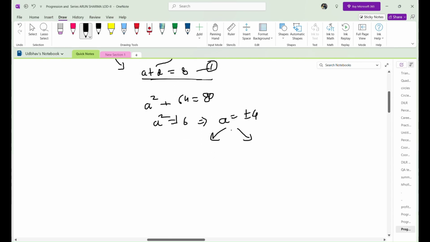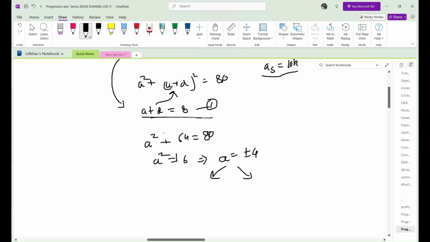So when we put a equals 4, then d will be equal to 8 minus 4, that is 4. But when we put a equals minus 4 in this equation, then d equals 8 plus 4, that is 12. So can you see we are getting two different APs.